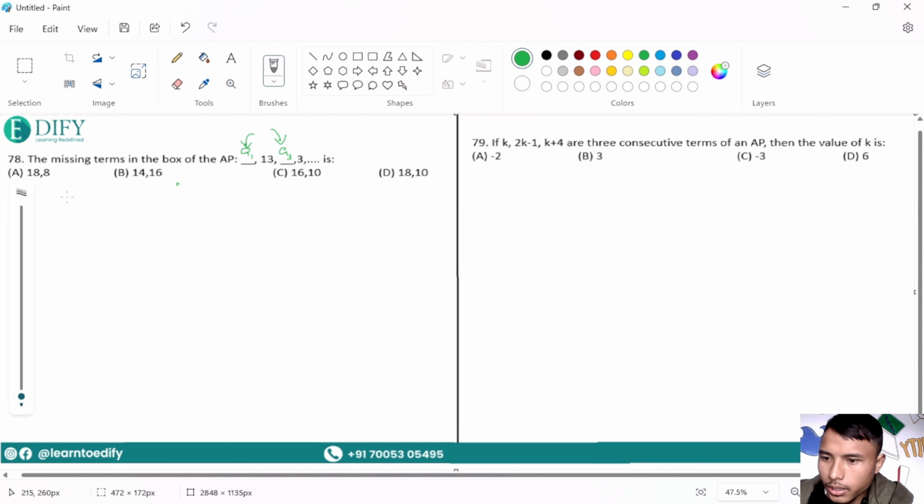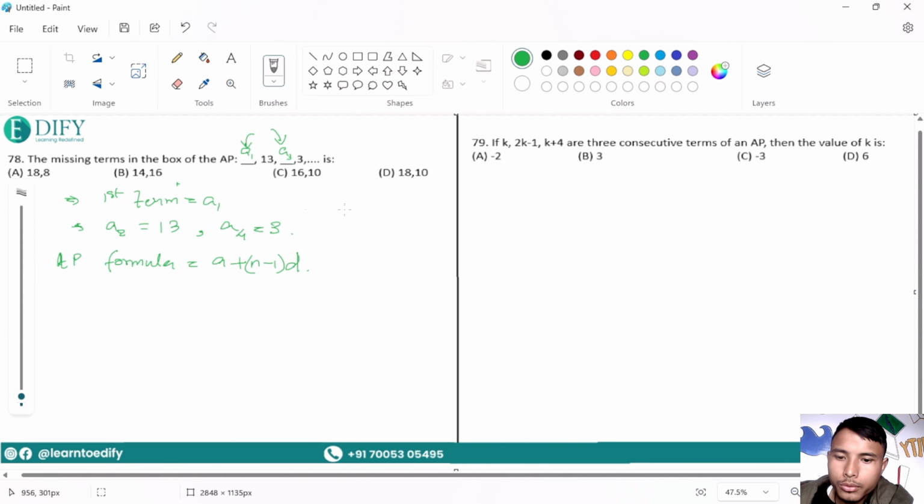So that implies first term is equal to A1. The second term, A2, is equal to 13. And then A3 is the missing term, and then A4 is equal to 3. So 1, 2, 3, 4. Right. So that implies the AP formula is equal to A plus N minus 1 D. This is the formula.